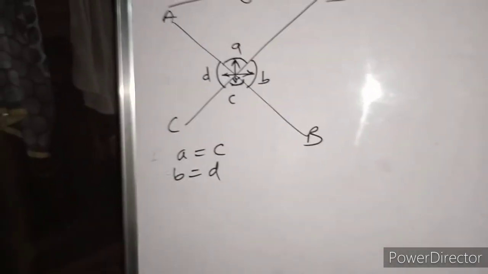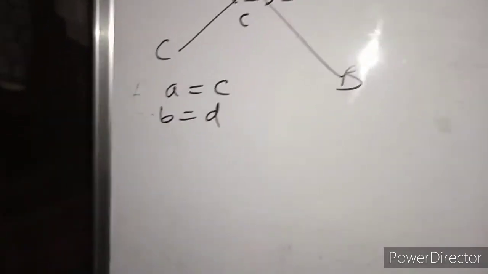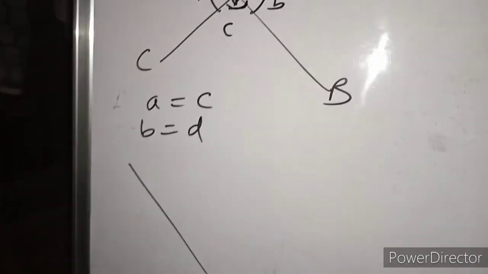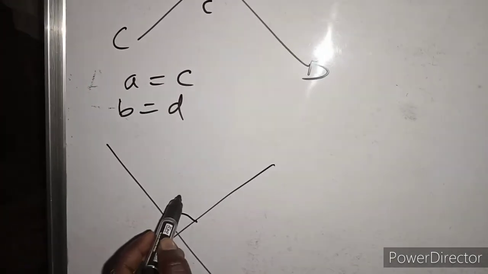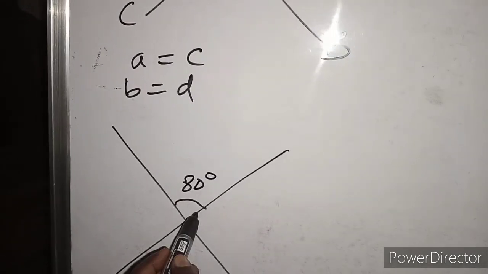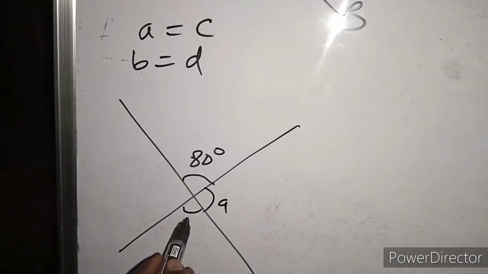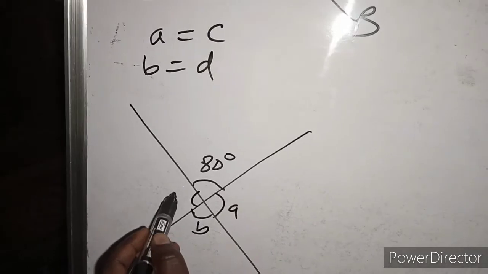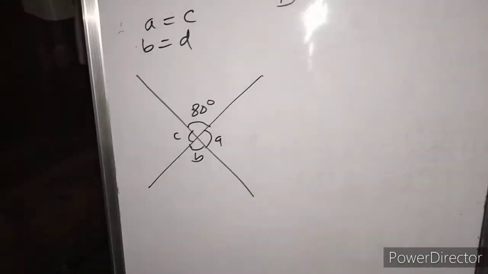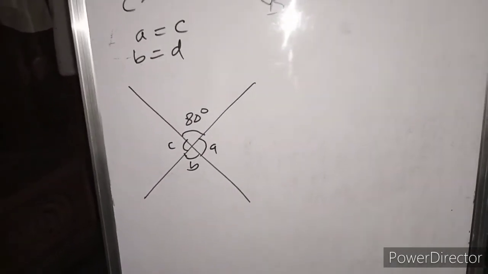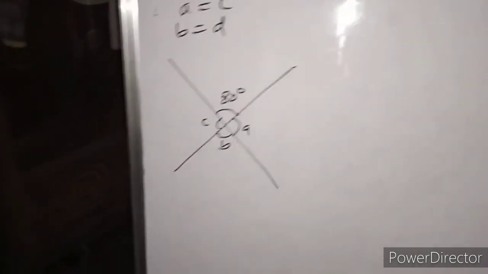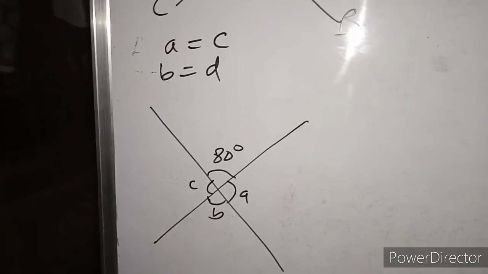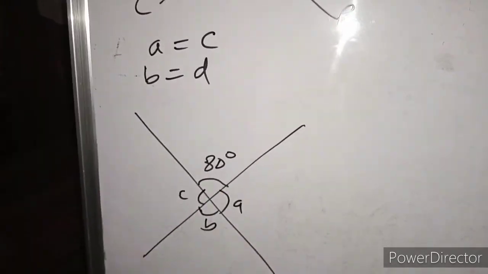Then how do we solve questions on this? Now, you can be given a question. We have a straight line and another straight line. Here, we have 80 degrees, A, B, and here we have C. And the question can say, find the value of the lettered angles. When you're talking about lettered angles, we are talking about A, B, and C. So the easiest here is B, because B and 80 are vertically opposite.